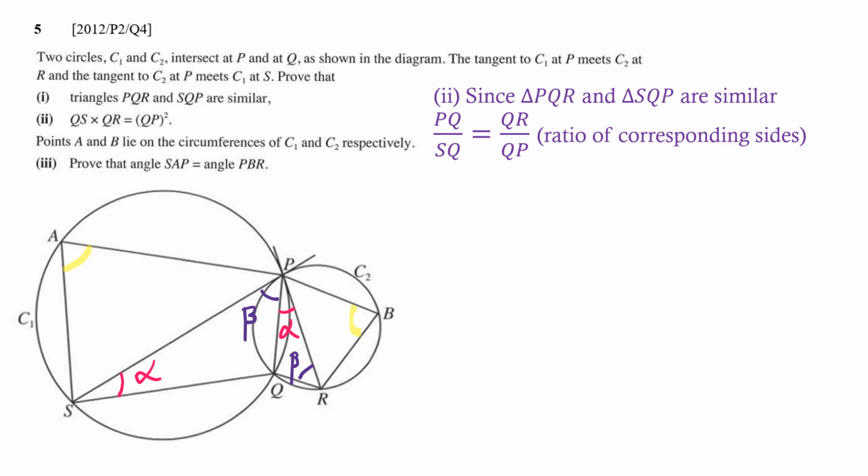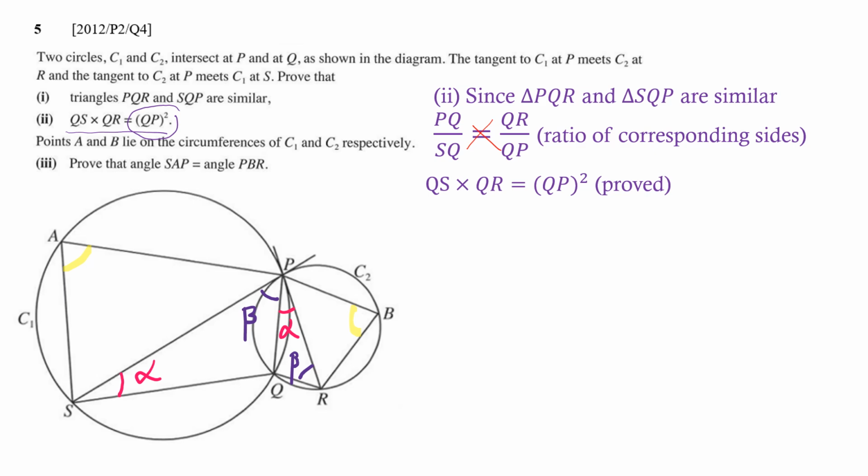It's relatively easy. The next thing is I'm going to do a cross multiply. QP is the same as PQ, right? So PQ times PQ gives you PQ squared, but you write it as QP squared because we always answer the question that's asked. So QP times QP gives you QP squared, and SQ is the same as QS. So QS times QR gives you QP squared. So that proves part 2.